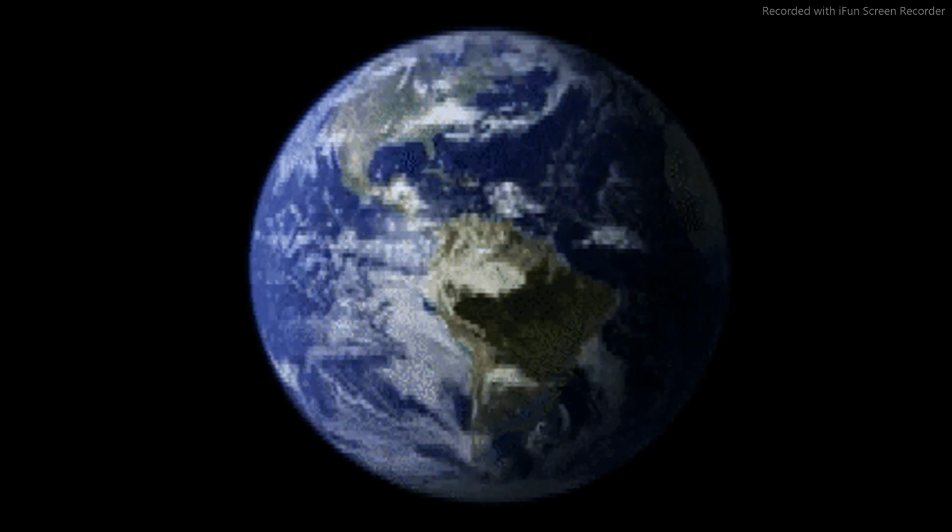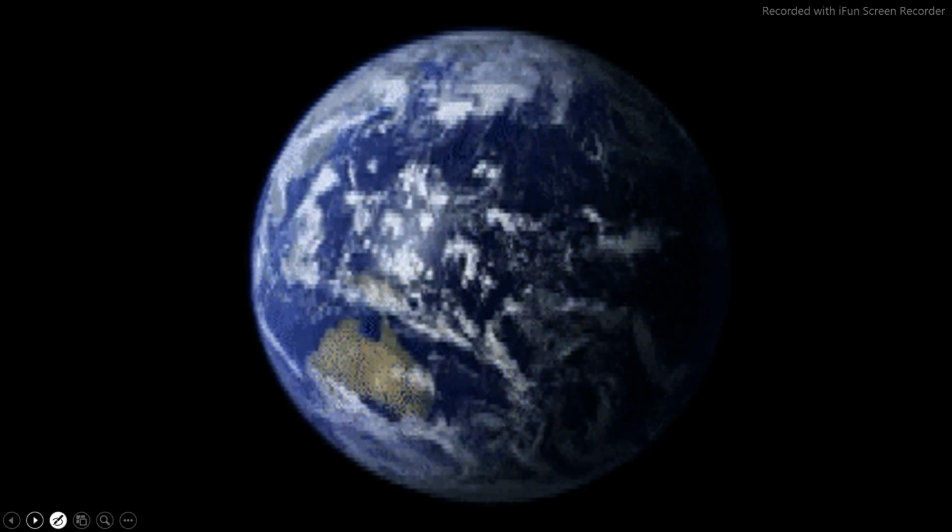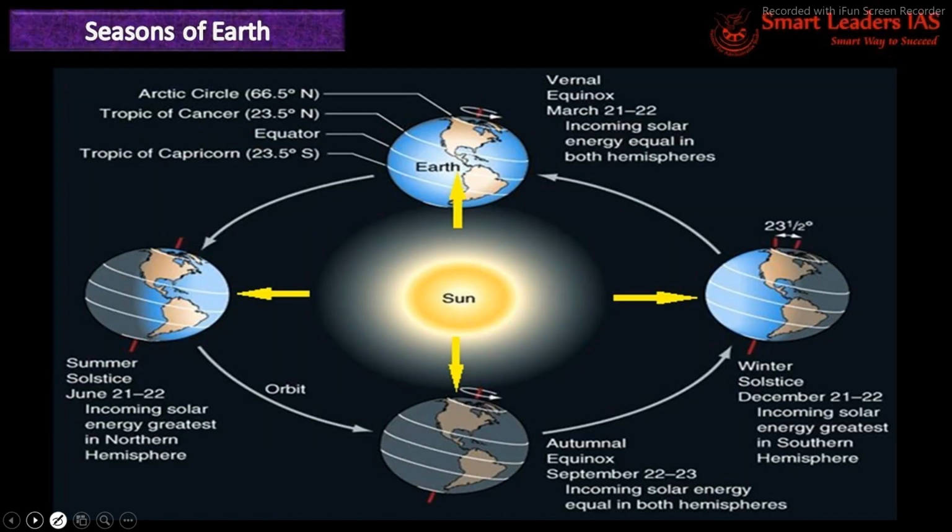And let's talk about the revolution. While spinning on its axis, the Earth is also revolving or moving around the sun. All the planets move around the sun in a fixed path called the orbit. The shape of the orbit is not circular but oval.